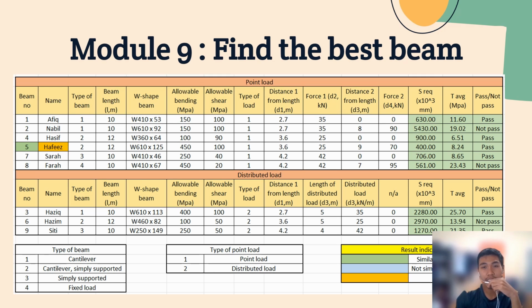This function can be considered a success as the best beam generated by the program is similar to the manual calculation, indicated by the green color, which is beam number 5 named Hafeez.